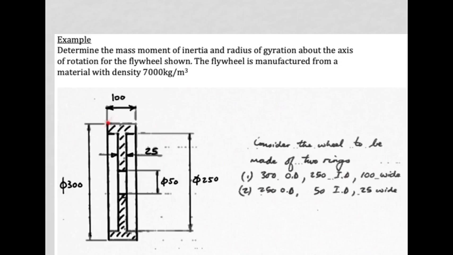So if we consider the outer portion as one annular ring, and we use the formula which has just been derived for mass moment of inertia, and then we consider this annular ring here, and we add the two together, we should get the answer. So at this point, stop the video and attempt it yourself, and then look at the solution only once you have made a good attempt at it.